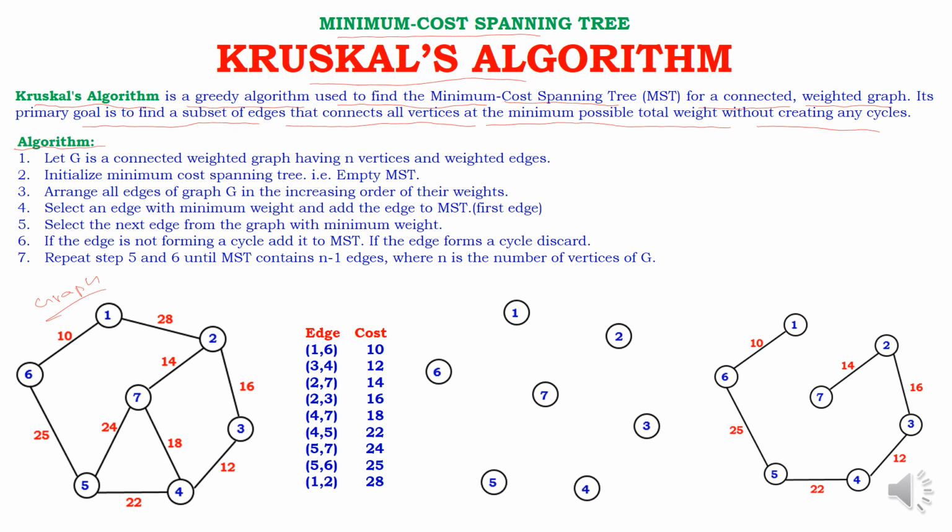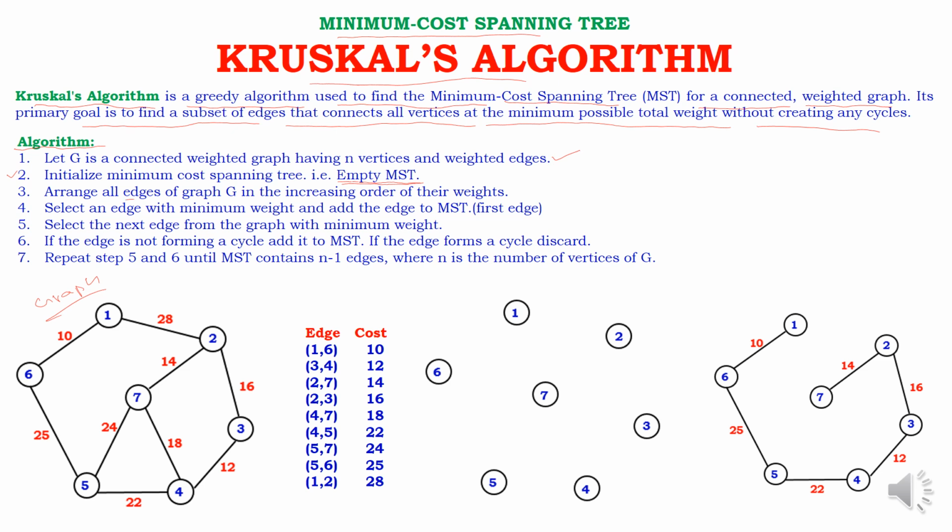Now, Kruskal's algorithm, the steps. A step by step process is called an algorithm. So first step, let G be a connected weighted graph having n vertices and weighted edges. It is a graph having 7 vertices and some number of weighted edges. The second one, initialize the minimum cost spanning tree. Before adding any node or edge, we will have an empty minimum cost spanning tree. So the cost of the minimum cost spanning tree is 0 initially.